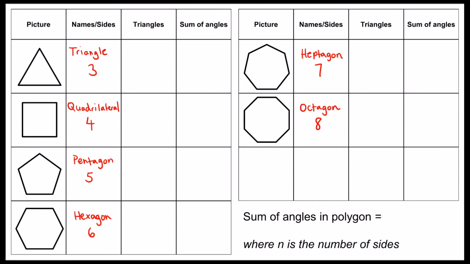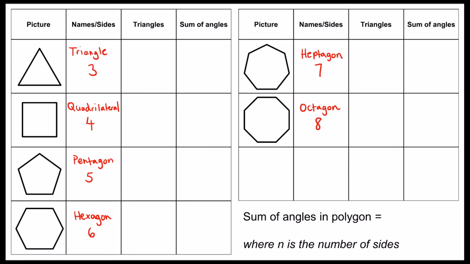This list does of course continue, and you have a nine-sided shape, which is a nonagon, a 10-sided shape, which is a decagon, an 11-sided shape, which is a hendecagon, and a 12-sided shape, which is a dodecagon. I've left the last row blank as I'm going to use it as a space to work out a general rule for working out the sum of angles in a polygon.